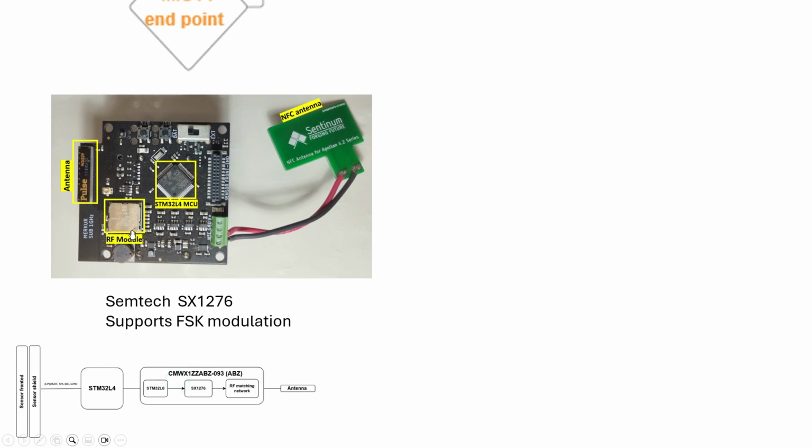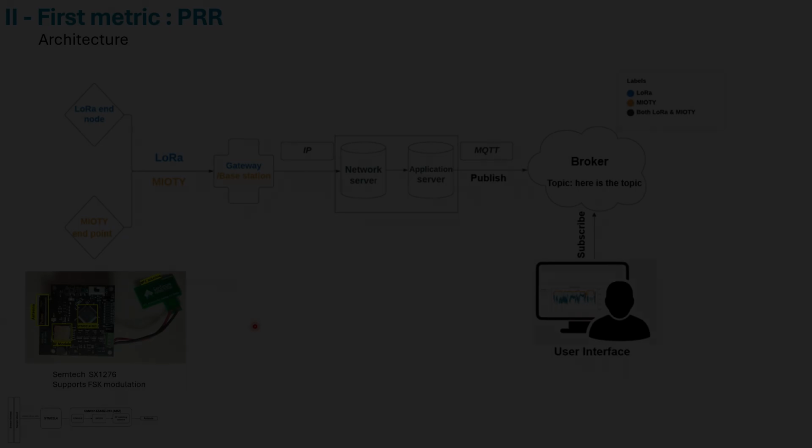The RF module from Murata is called the APC module. It also has an STM32L microcontroller and an SX1276, a Semtech transceiver. We are used to having the Semtech transceiver SX1276 for LoRa, but because it also supports FSK modulation, it can also work for mioty, and this is how we managed to have the same board for LoRa and also mioty.